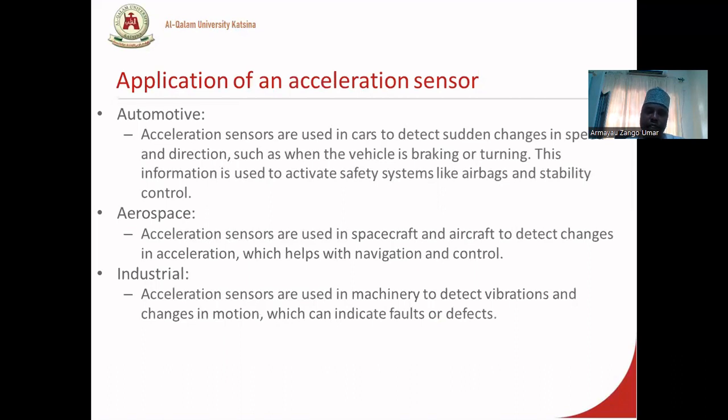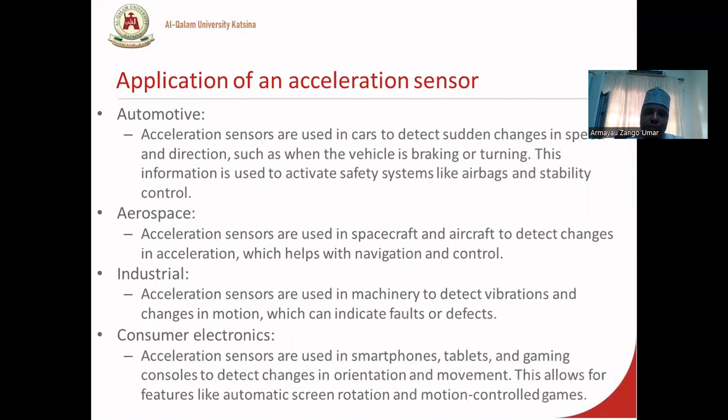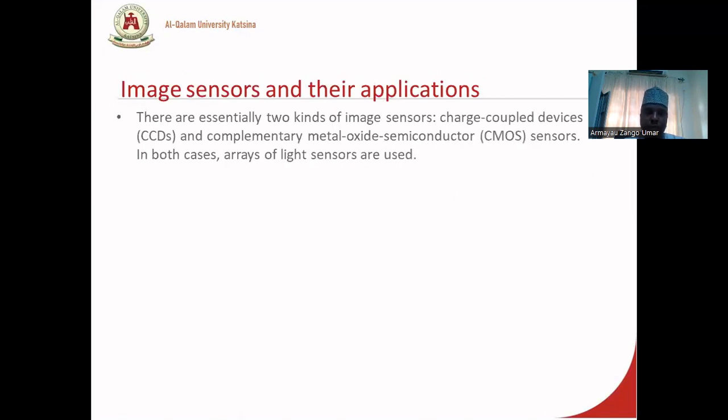In industrial applications, acceleration sensors are used to detect vibration in machineries. In consumer electronics, you can use it to detect alignment, so screen orientation, and then to take action of either flipping the screen or leaving it where it is.